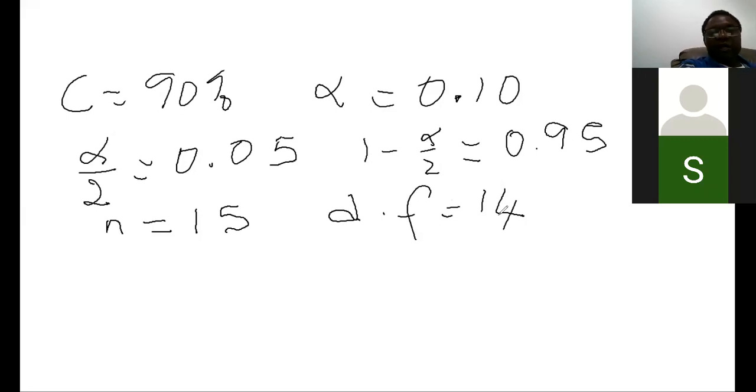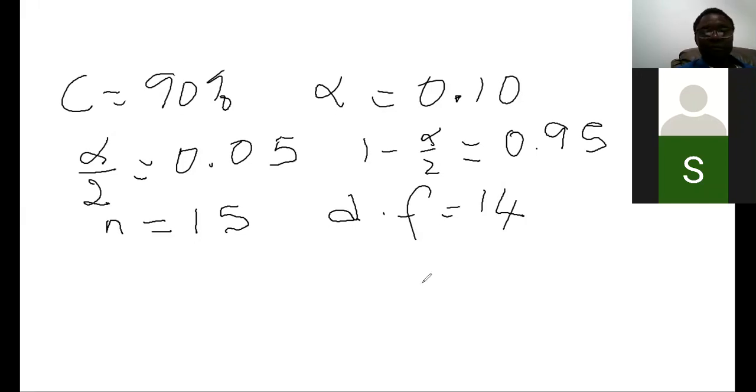We now go to the table, table G, on page 654. If your book is new, you may have the formula sheet inside your book. At the back of your book, you will have the formula sheet that has the table also. So that's what I generally use. So table G.